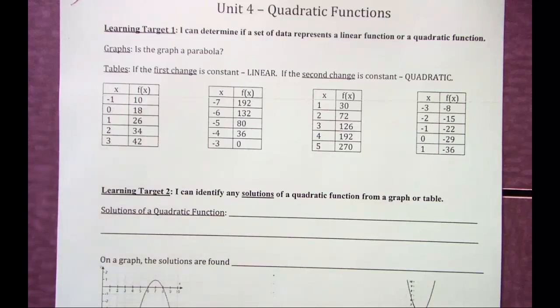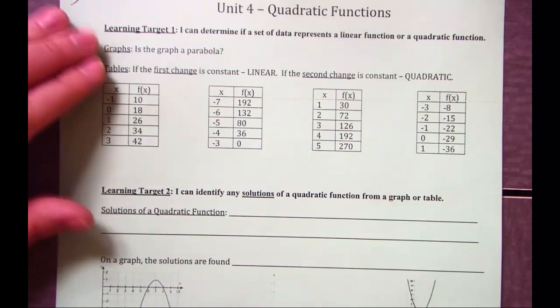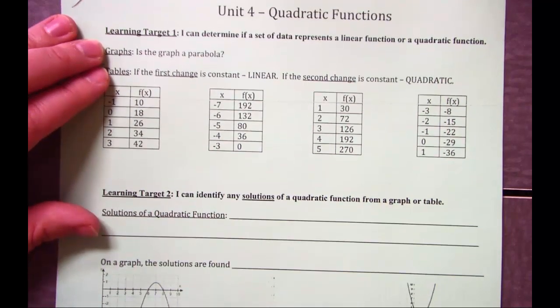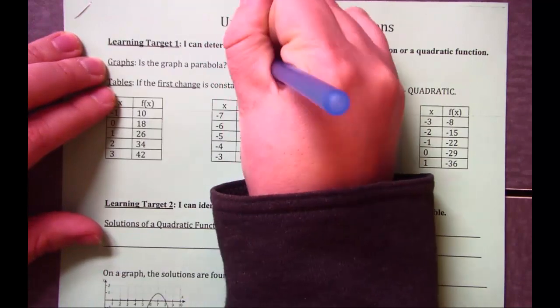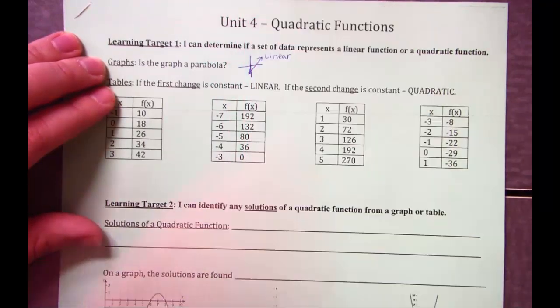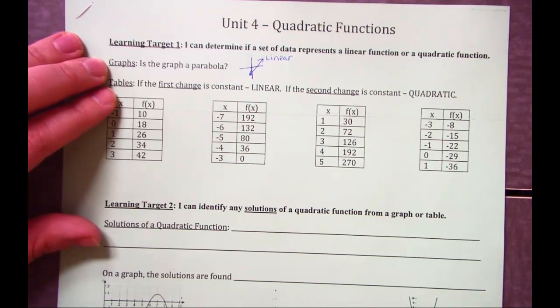Today we're starting the quadratic functions unit, and the very first learning target is to decide if a set of data, either as a graph or as a table, is a quadratic function or not, if it's something else like a linear function. So to tell with the graph, you just need to look at the graph and decide, is the graph a line? If it looks like that, then it's linear. A line is linear.